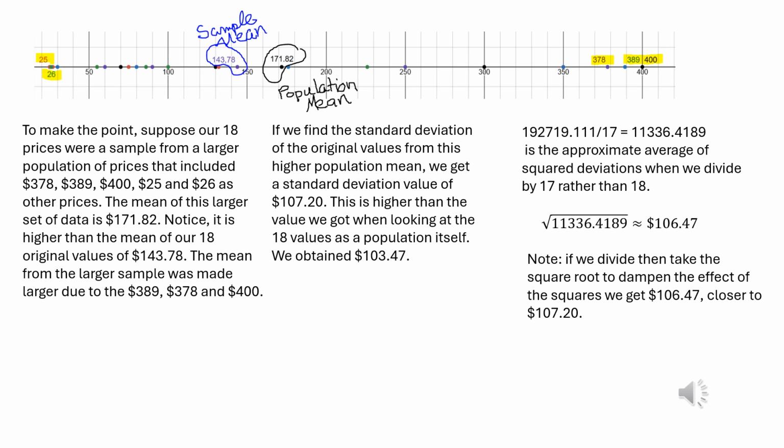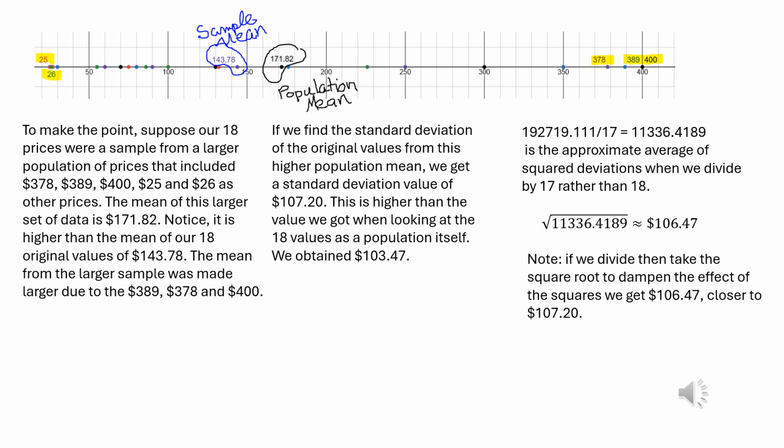So divide by 17 instead of 18, that is, divide by one less than your sample size when you're averaging the squared deviations. And for our example, when we do that, we end up getting 11,336.4189 as the average squared deviation. When you take the square root to dampen the effect of squaring, you get a standard deviation value of $106.47, which is closer to $107.20 than it was to $103.47.